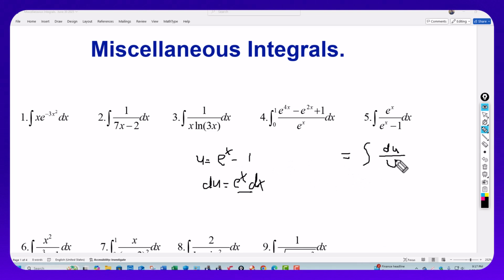And there's a formula again for the natural log. The integral of du over u is always going to be ln of the absolute value of u, but in our case, u is e to the x minus 1. You get plus the constant of integration. Again, most of these are basic u substitutions involving exponentials, log functions, and so forth. So that's your answer for number 5.